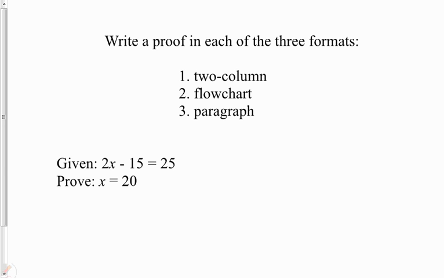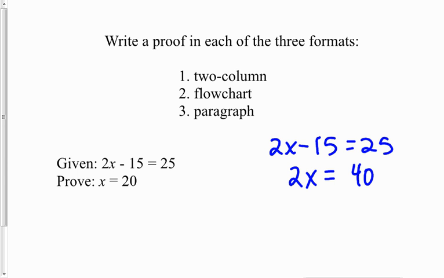So let's go through the solving of this real quick. So 2x minus 15 equals 25, right? We would add 15 to the other side, and we will get 2x equals 40. And then we would divide both sides by 2, and we would get x equals 20, right? This is basic algebra, solving an equation, and that should make complete sense to you. Now, those are, in a sense, the steps of the proof.